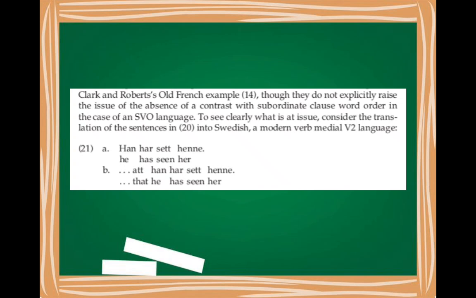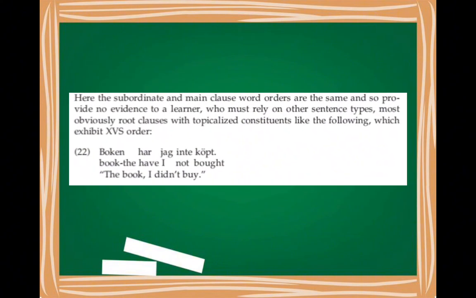To see clearly what is at issue, consider the translation of the sentences in number 20 into Swedish, a modern verb-medial V2 language. In this illustration right here, the subordinate and main clause word orders are the same and so provide no evidence to a learner, who must rely on the other sentence types, most obviously root clauses with topicalized constituents like the following, which exhibits XVS order. Like in number 22, the book, that have I not bought, or the book I didn't buy.